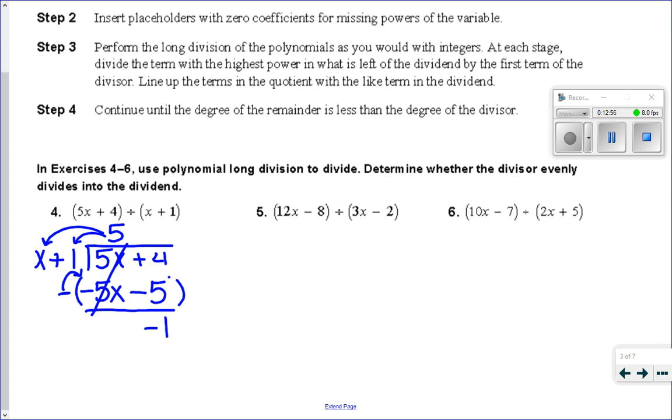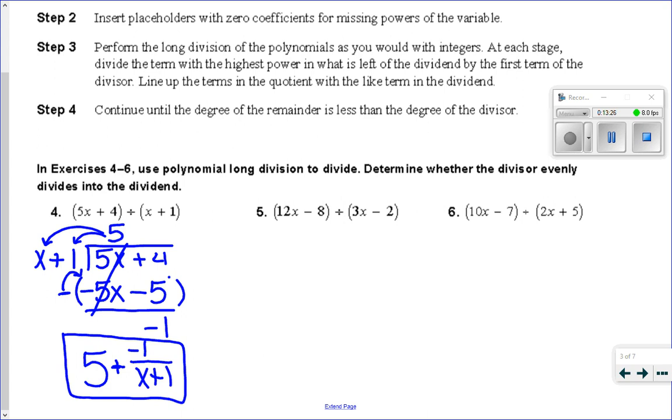And remember what I told you a minute ago about the remainder. This went in 5 times whole, but then we had a remainder of negative 1. So we would still write that as a fraction. I would say it went in 5 times plus, and then I would put my remainder over my divisor. And that is our answer, just like a mixed number, essentially. Okay? That is our solution for that first one.